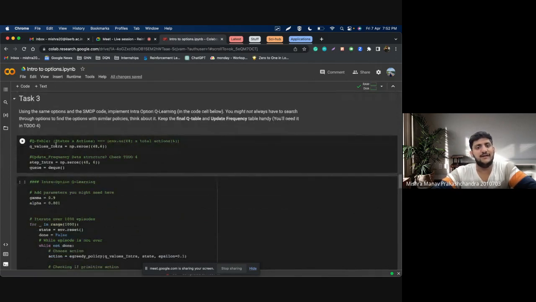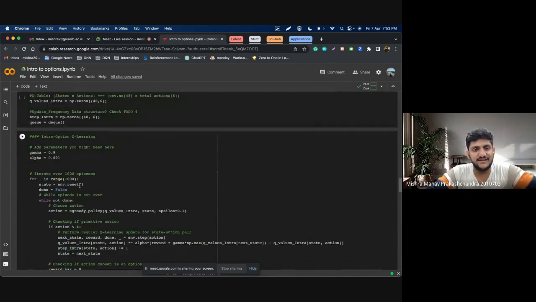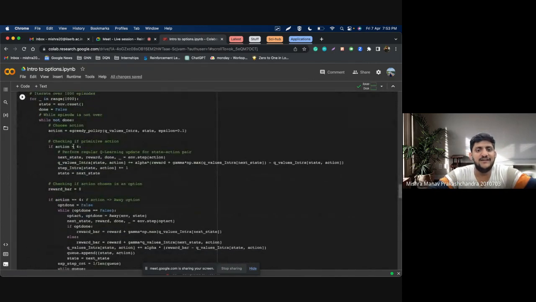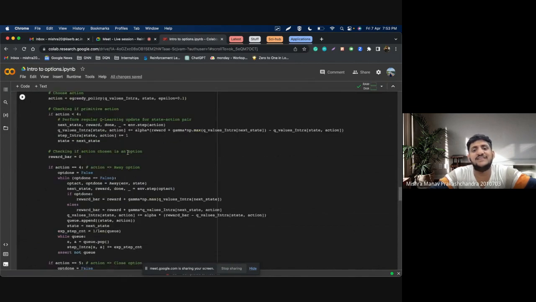So I did it for SMDP, wherein we are updating for each state and option pair. Now, whenever I'm doing Q values intra, I'm also looking at the state action pair for each primitive pair. Okay, so everything else is similar. Now in the update part, if the action is a primitive action, you perform regular Q learning update for the state action pair. Now check if the action is an option.